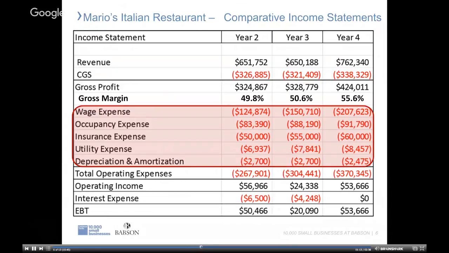We now consider Mario's operating expenses. Most of these are pretty consistent over the 3 years, with the exception of wage expense, which increased 38% from Year 3 to Year 4. Note that this increase is significantly higher than the increases in revenue or gross profit. However, we know from the Year 4 transactions that Maria paid herself a $30,000 bonus. Without that, the increase in wage expense from Year 3 to Year 4 would have been just 18%, much more in line with revenue growth.